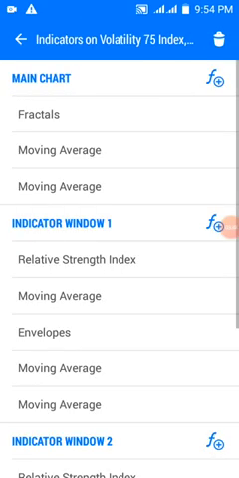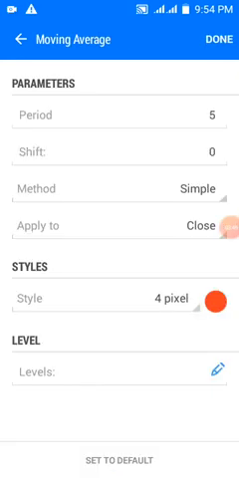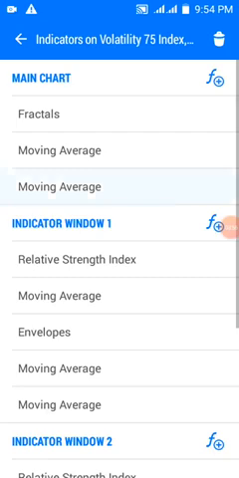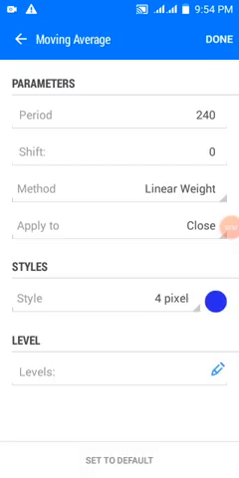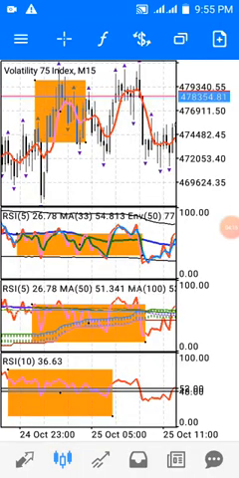Okay, then I have a moving average. This time around I have a 5-period moving average, simple moving average, applied to close. Then I have a 240-period moving average, the method is linear weight, applied to close. Now the color for the 240 period is blue, while the color for the 5 SMA is red. And let's go straight to the main chart and see how it works.